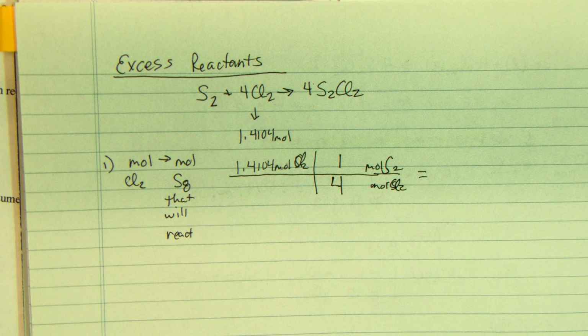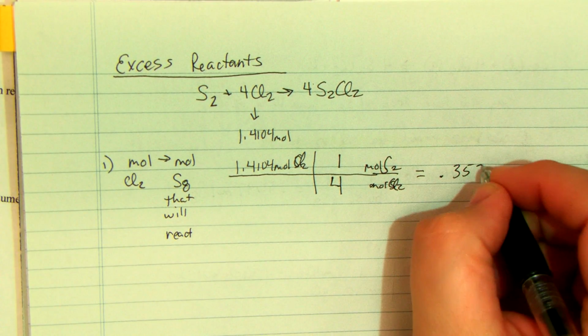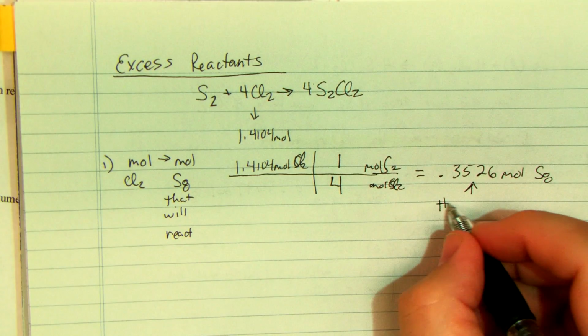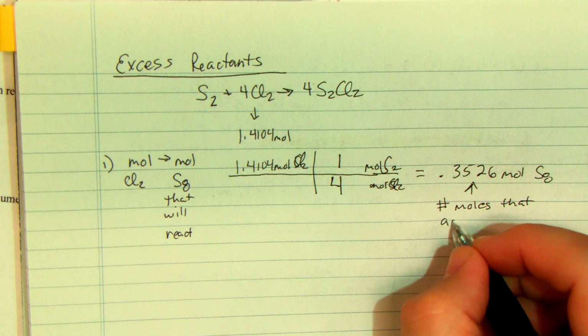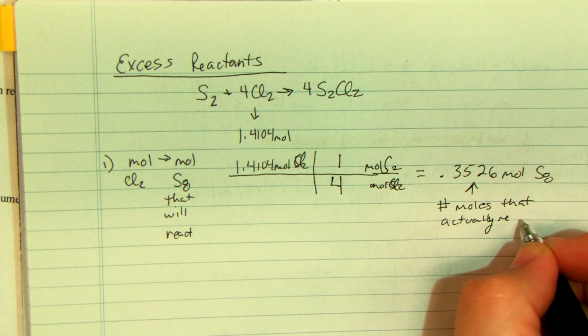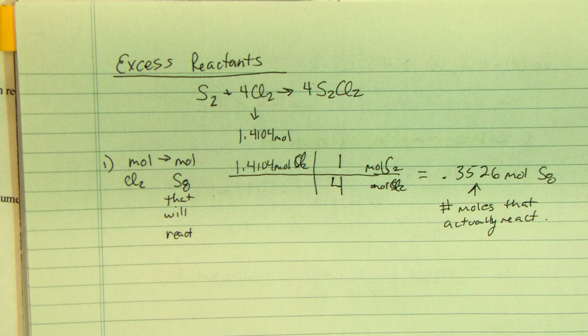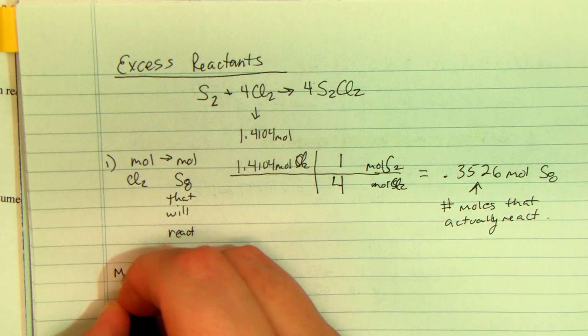What do I do with the 1.4104 and the 4? Divide. So, divide that by 4, and I get 0.3526 moles of S8. This is going to represent the number of moles that actually react. Before the reaction is stopped, I'm only going to end up using 0.3526 moles.